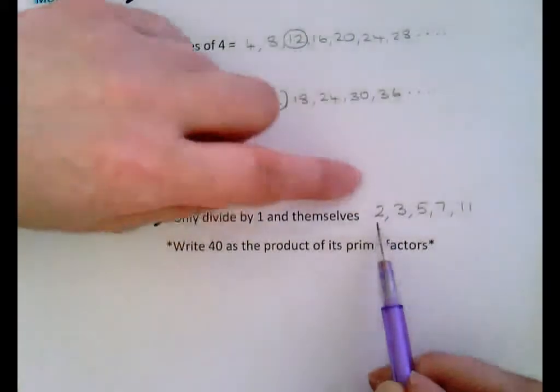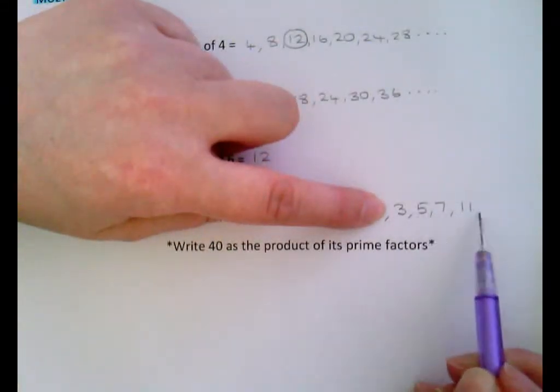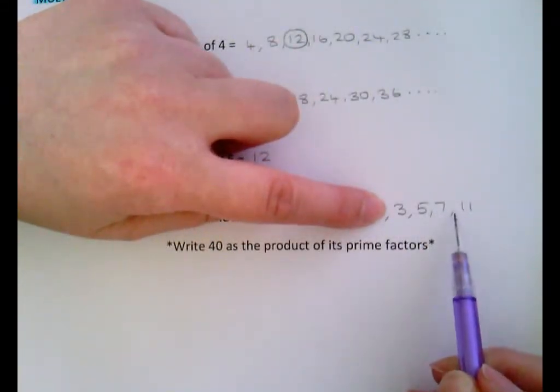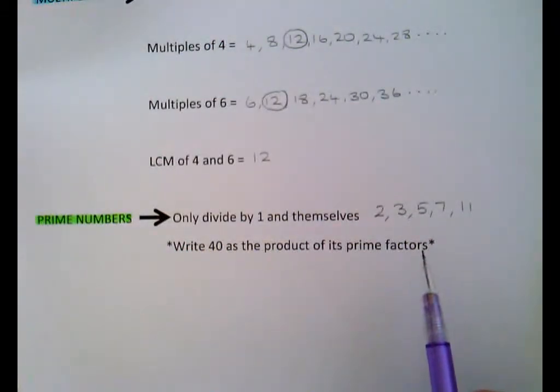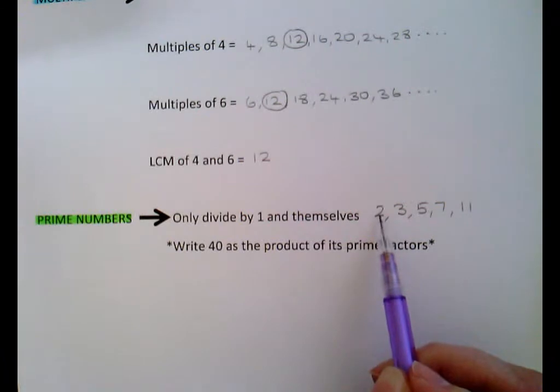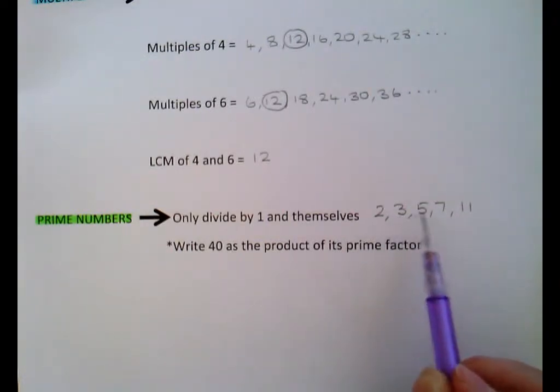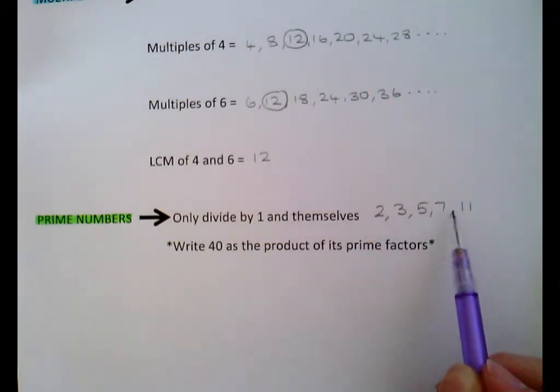So 2 is the only one there that's even. All of the rest of these numbers are odd. So if you're asked, is this number a prime number? If it's even, you can automatically rule it out because 2 is the only one that's even and a prime number. That doesn't mean that if it's an odd number, it's automatically prime, because I left out an odd number there. I left out 9.